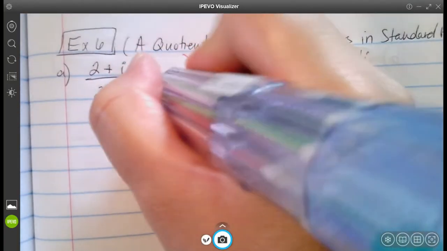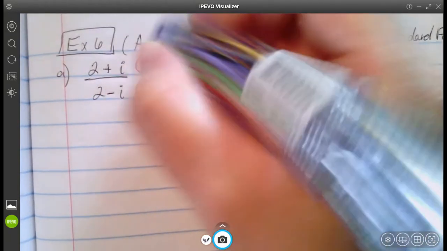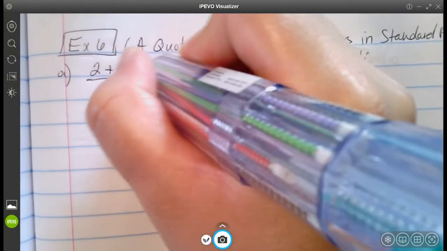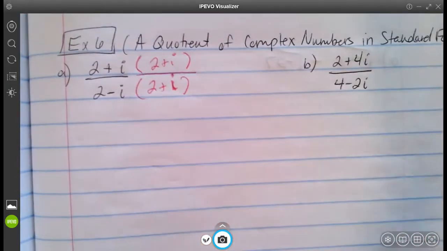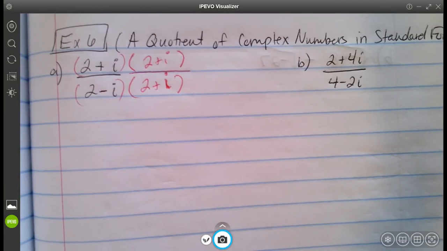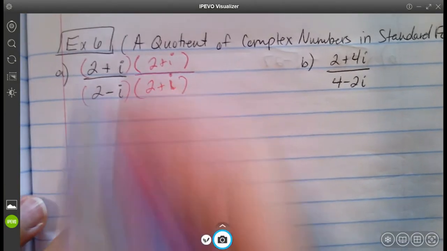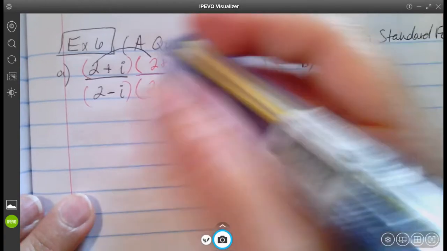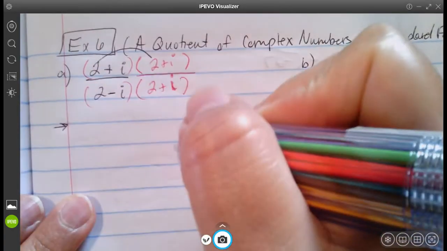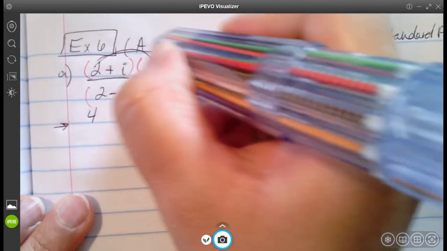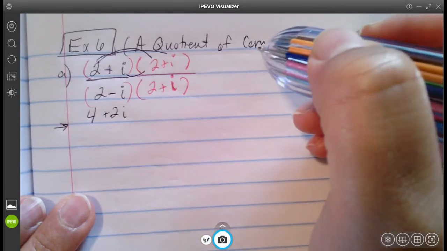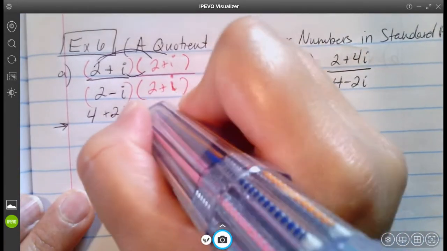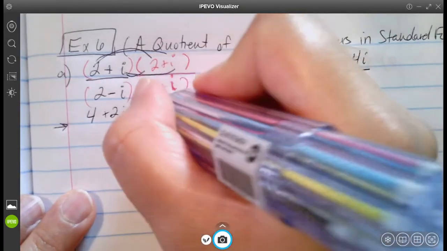So it would be 2 plus I, 2 plus I. And we're just going to multiply. So I'm going to put this in parentheses so we can do our FOIL. I'm going to try not to go too fast. So 2 times 2 is going to give us 4. 2 times I is plus 2I. I times 2 in the middle here is going to be another plus 2I. I times I is I squared.